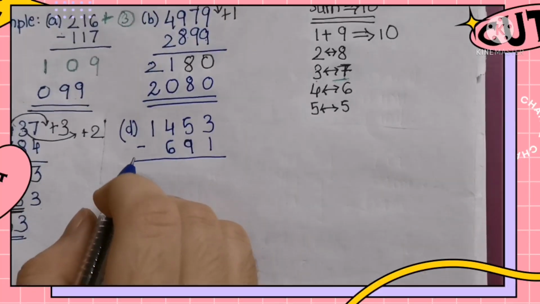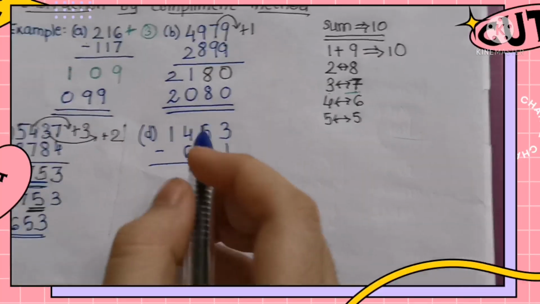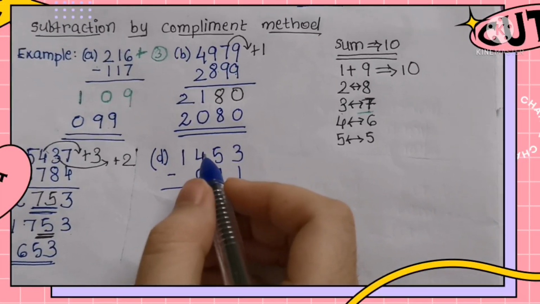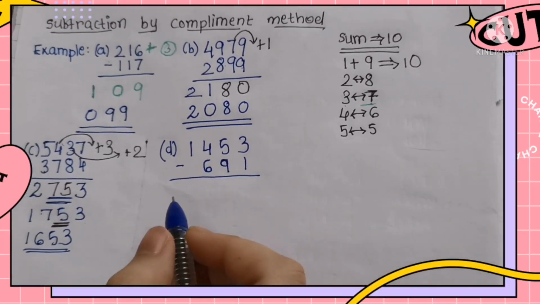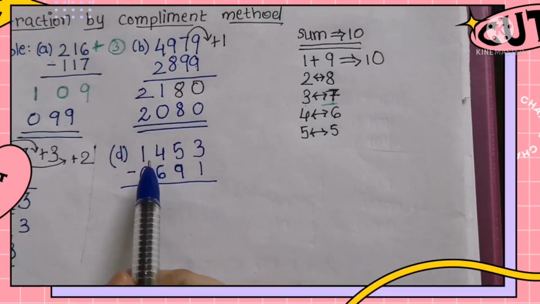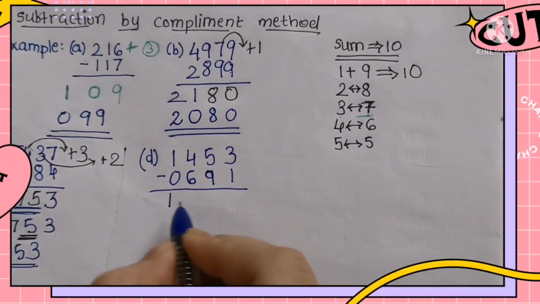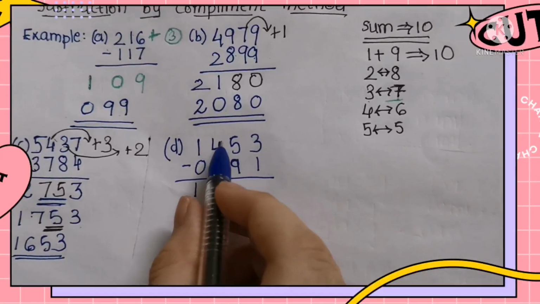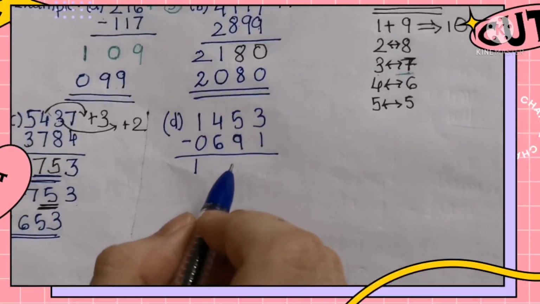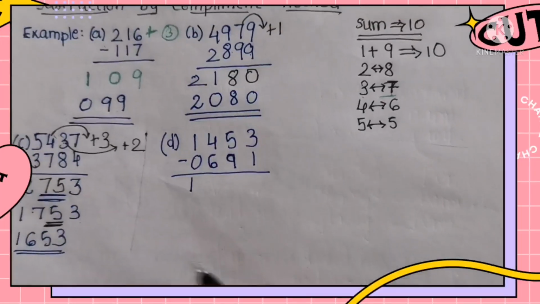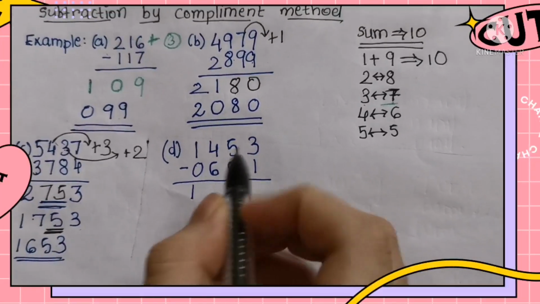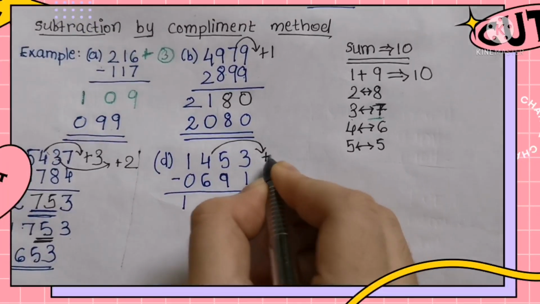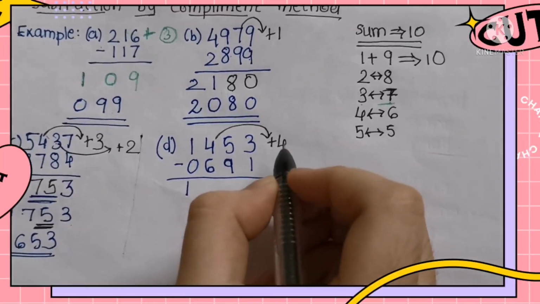So let's take one more example. According to the rule, let's start from the thousands place, or leftmost number. 1 minus 0 is 1. Moving on to the hundreds place, 4 minus 6 is not possible. So we will use the complement trick. 6 complement is 4. So we will add 4 to 4, that is 8.